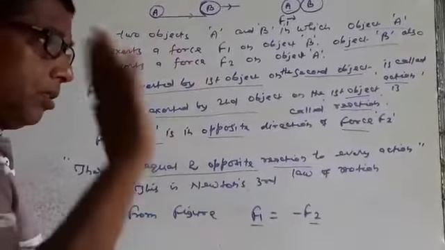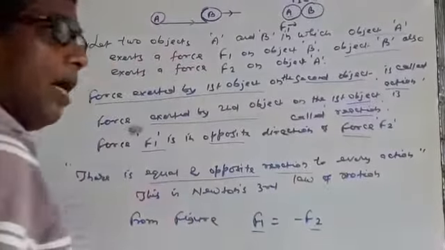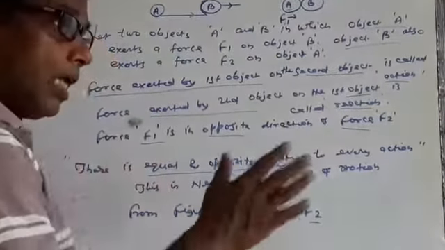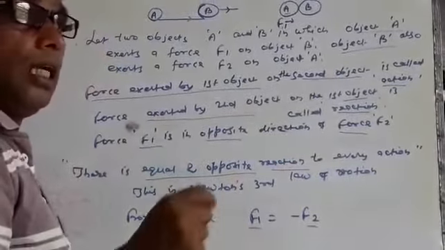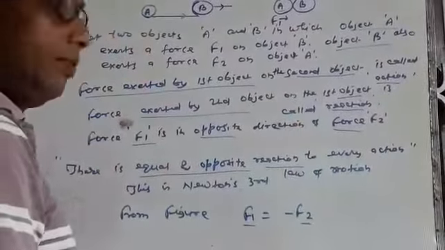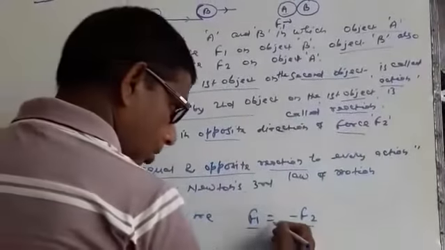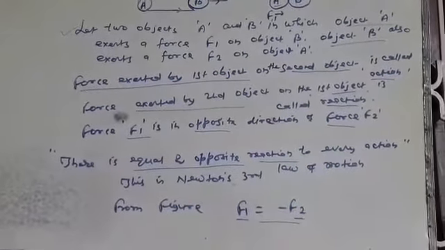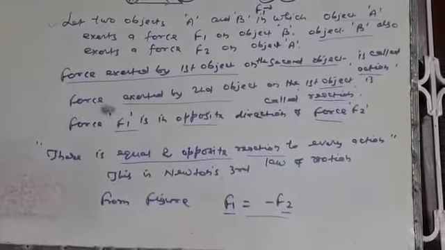This means our palm strikes the wall. This is action, and the wall also strikes our palm. This is reaction. Both are equal and opposite. The values of the forces are equal but the directions are opposite. This is Newton's third law of motion.